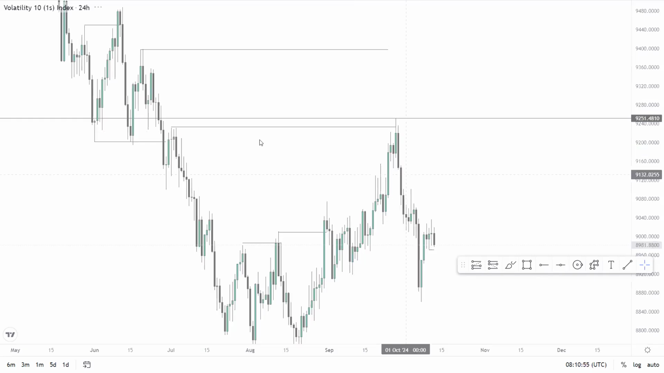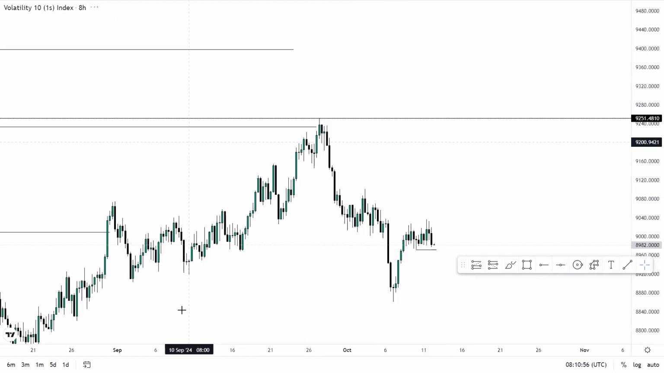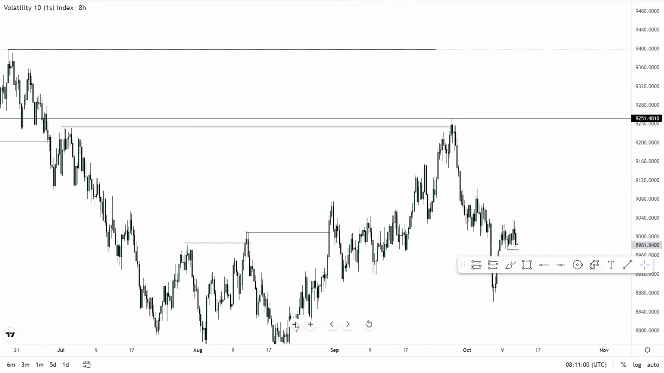So let's check our 8 hours time frame, because as you can see on this 24 hours time frame, we're only seeing weeks, right?